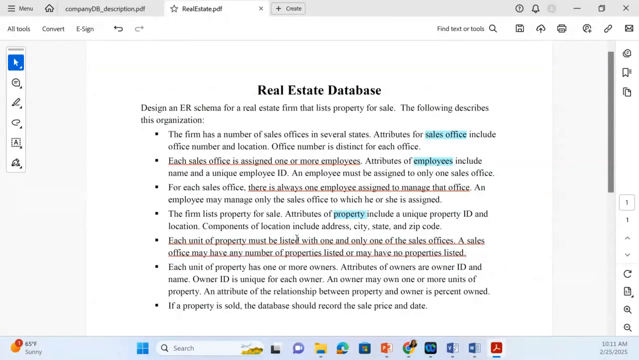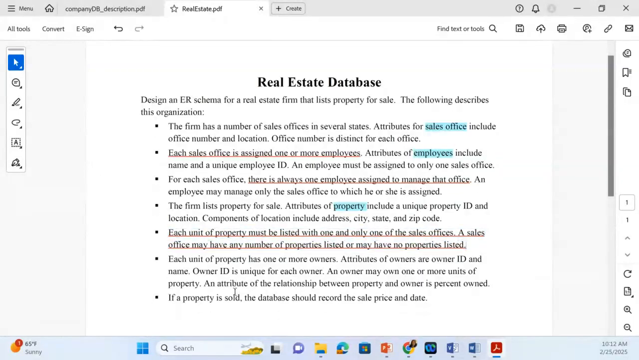First, each unit of property must be listed within one and only one sales office. So we have the sales office entity tab, we have the property entity tab, and this represents the relationship between the two. Then a sales office may have any number of properties listed or may not have properties listed. I think the second sentence pretty much helps us define the constraints of the relationship between the sales office and the property, okay?